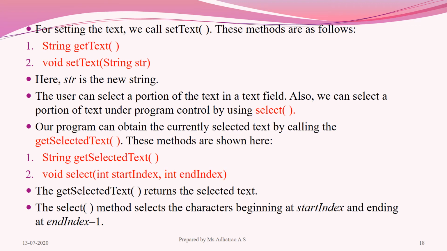Our program can obtain the currently selected text by calling getSelectedText. These methods are shown below: String getSelectedText(), and second, void select(int startIndex, int endIndex). The getSelectedText method returns the selected text, and the select method selects the characters beginning at startIndex and ending at endIndex - 1.